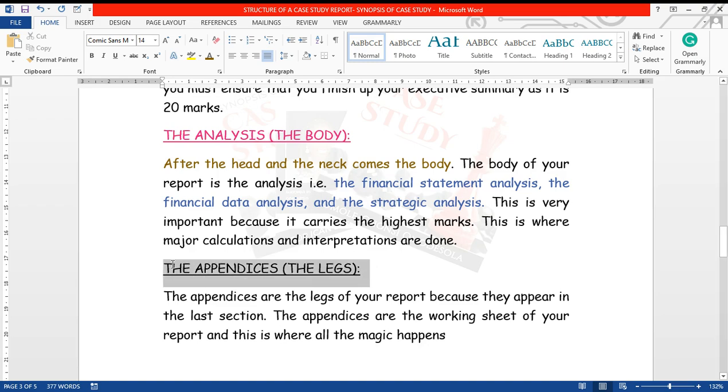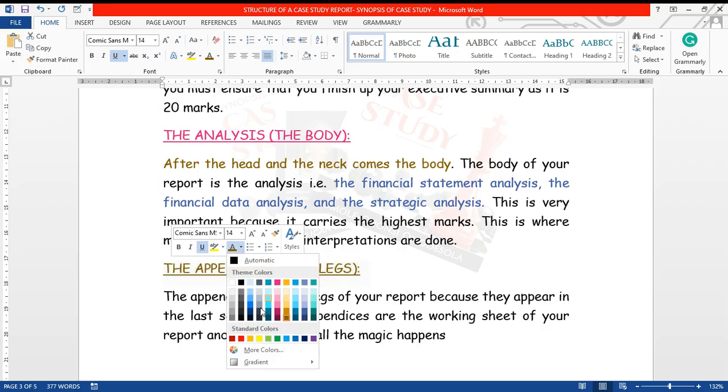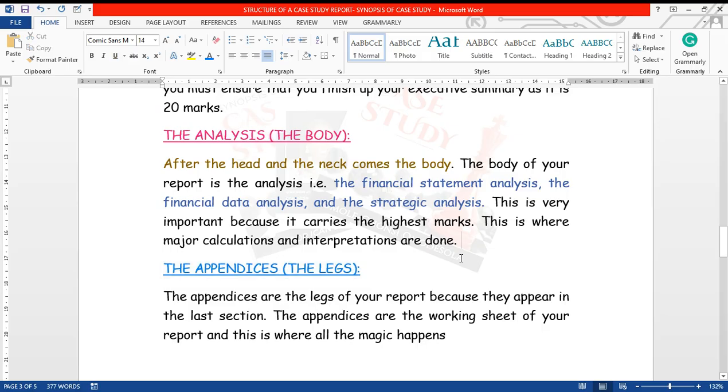Then finally, you have your appendices. That's the leg of your report. And why did I call it the leg? They are legs because they appear in the last section of your report. The appendices are basically your working sheets where all the magic happens. Say you are supposed to carry out a project appraisal on XYZ project. How would you do it? And they ask you to use NPV, that's net present value.